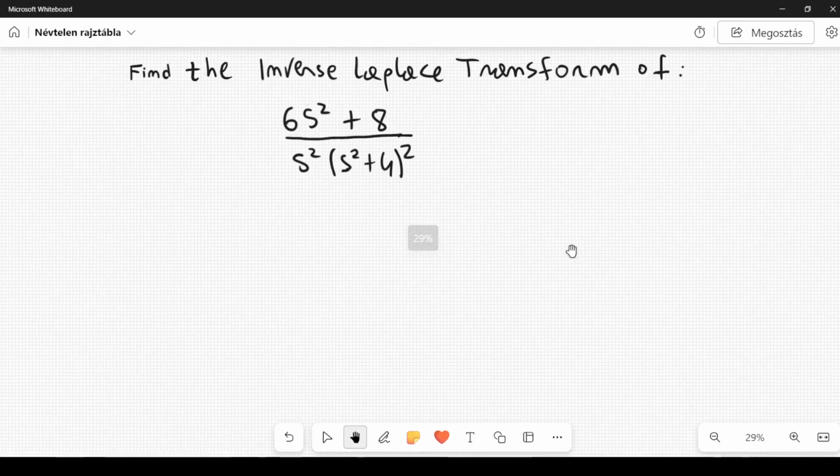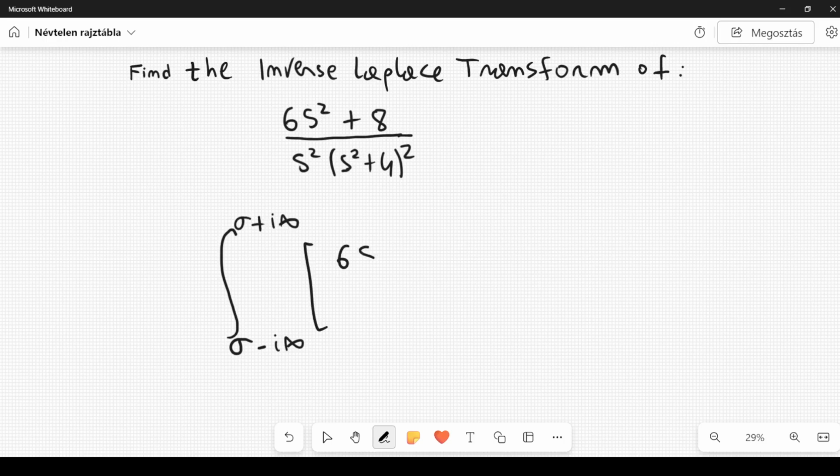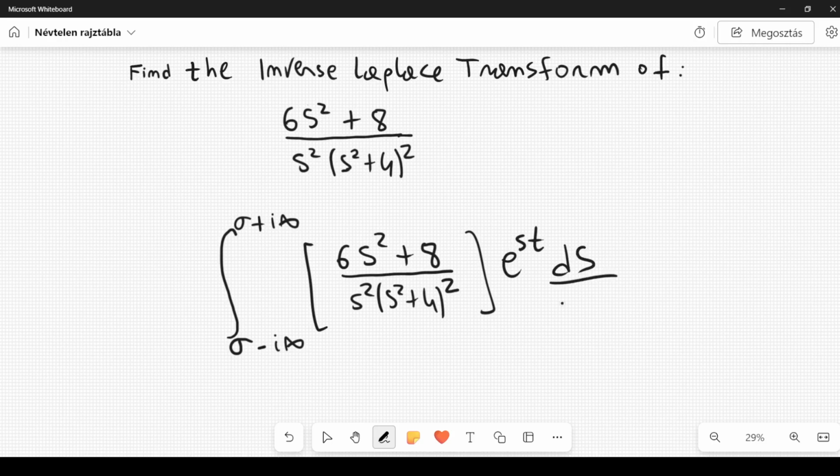So in particular, I want to calculate it by using a certain complex integral, and the integral starts at sigma, and I will describe more in detail what sigma is. This is a real number, minus i infinity to sigma plus i infinity. Then we have the function (6s^2 + 8) divided by (s^2 + 4)^2, and then I have e^(st) ds, and we have to divide this by 2 pi i.